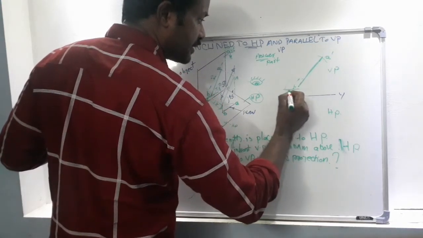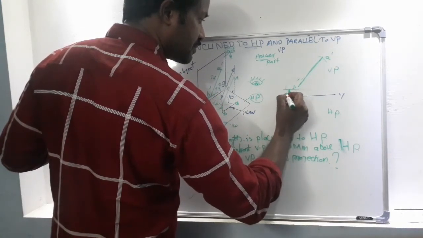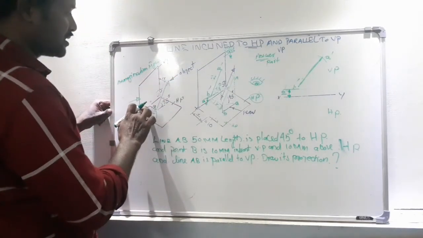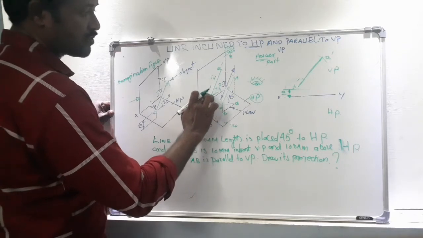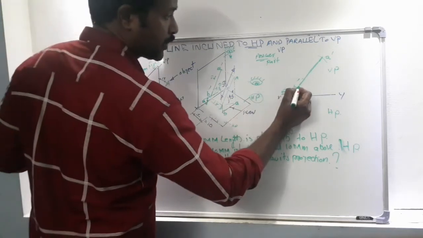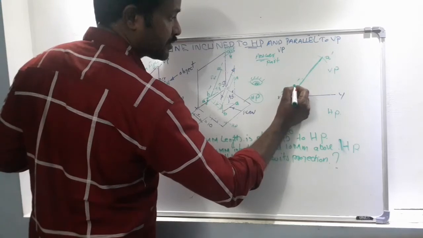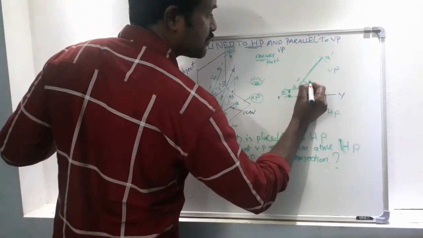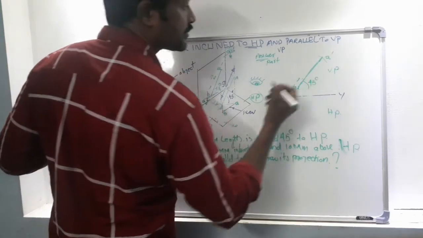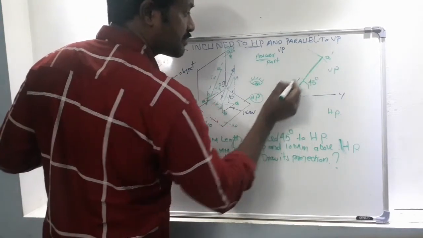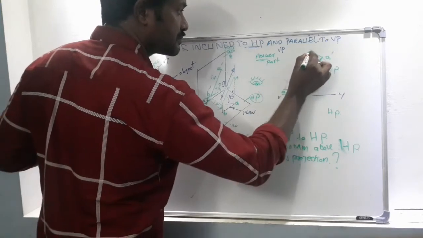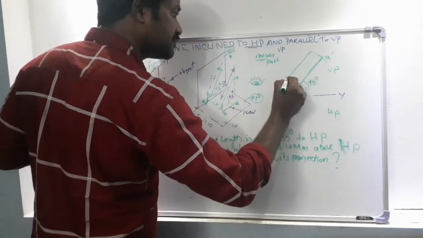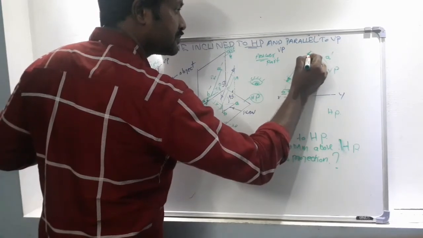Keeping 10 mm distance from the reference line, the point B is marked here, that is B dash, and this angle is 45 degree, and this length is 50 mm.